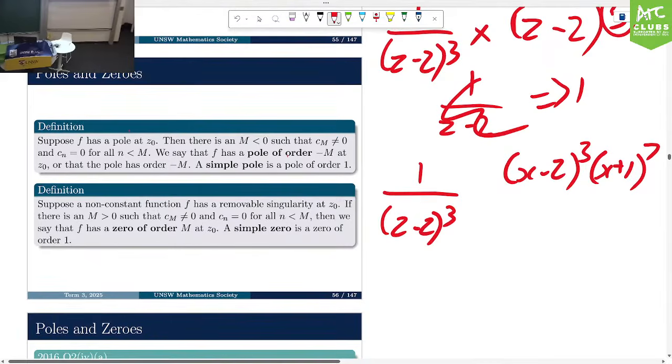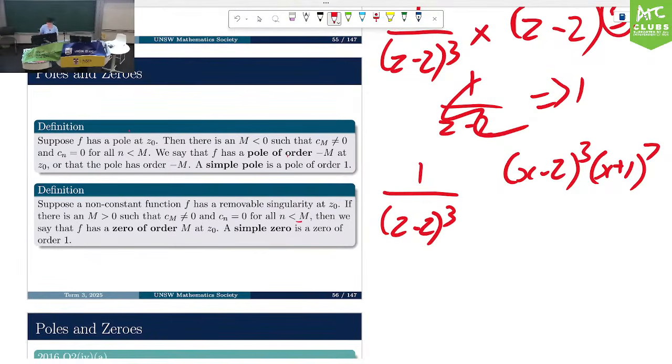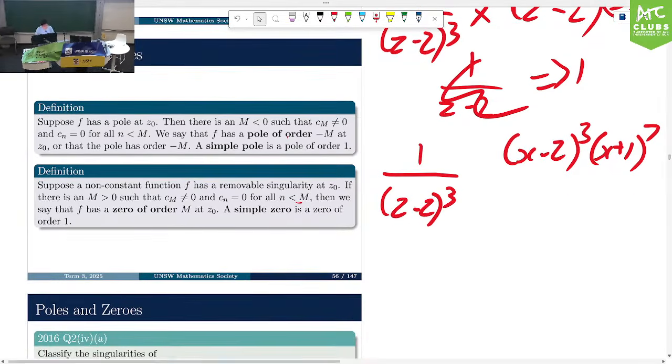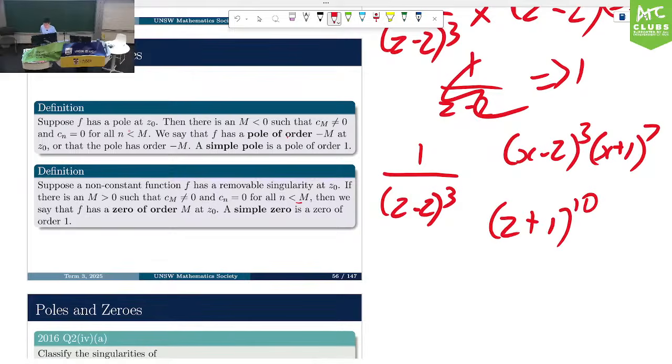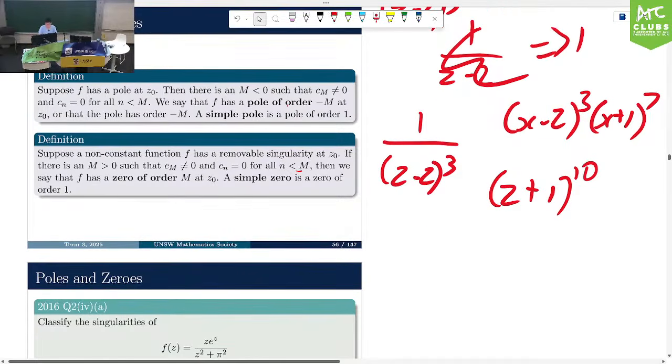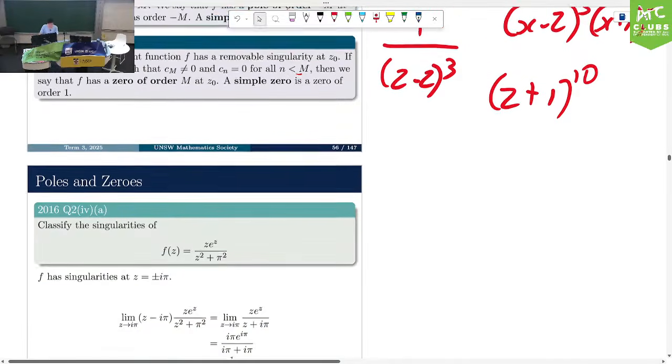So that's for poles, when you divide by 0. You also have simple poles, which are just order 1, so this is pretty easy. And you also have zeros of order n, which is literally the same thing. If I have z plus 1 to the 10th, this is a zero of order, sorry, z equals minus 1 is a zero of order 10. So it's pretty obvious. And then a simple zero is pretty easy again.